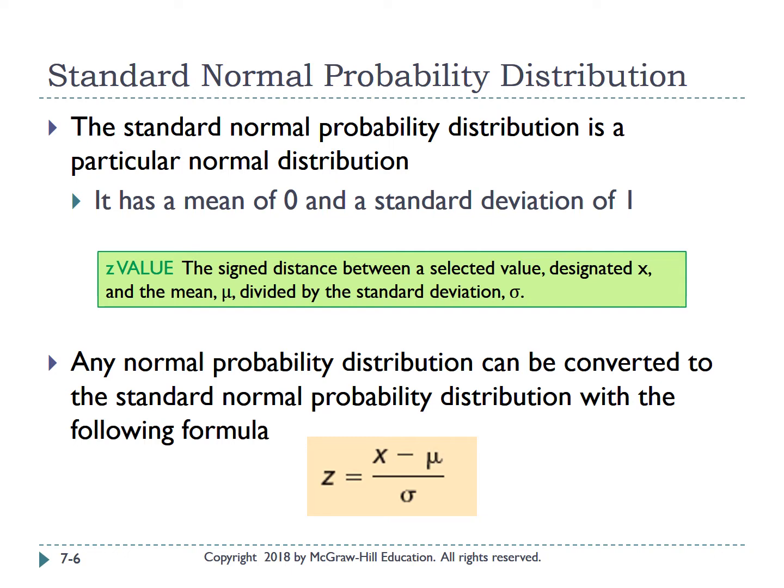Standard normal probability distribution. The number of normal distributions is unlimited, but they can all be converted to a standard normal probability distribution. The standard normal probability distribution is a particular normal distribution. It has a mean of 0 and a standard deviation of 1. The z-value is the signed distance between a selected value designated x and the mean mu, divided by the standard deviation. So any normal probability distribution can be converted to the standard normal probability distribution with the following formula: z equals x minus mu divided by sigma, where mu is the mean or the expected value and sigma is the standard deviation.